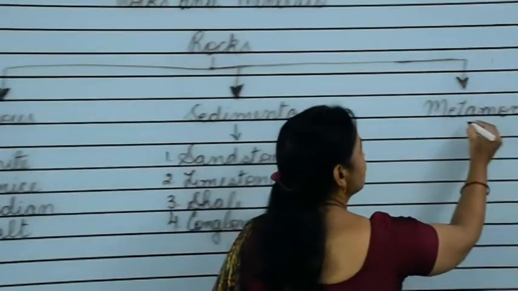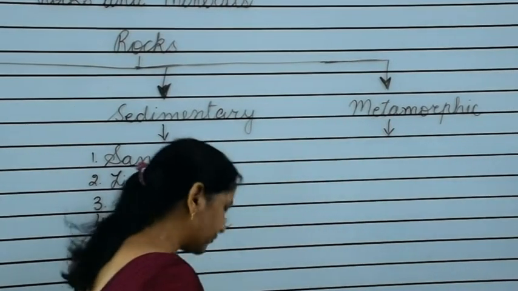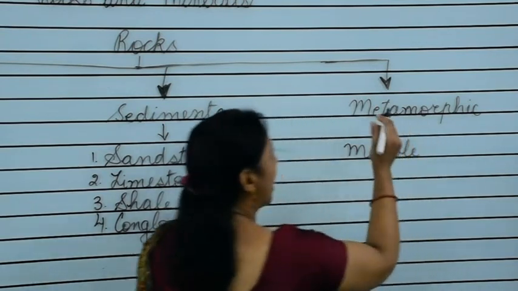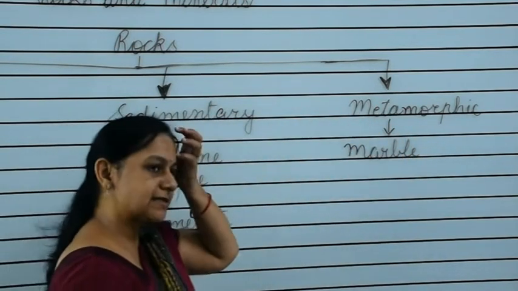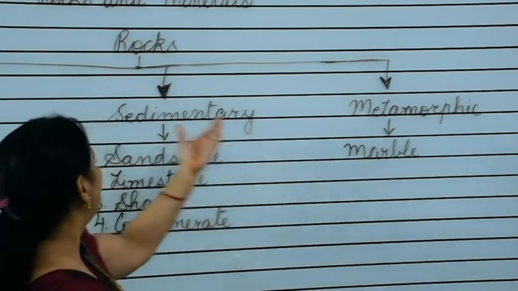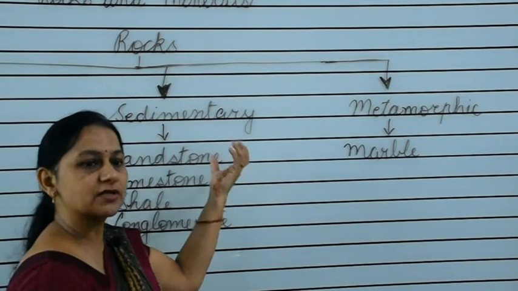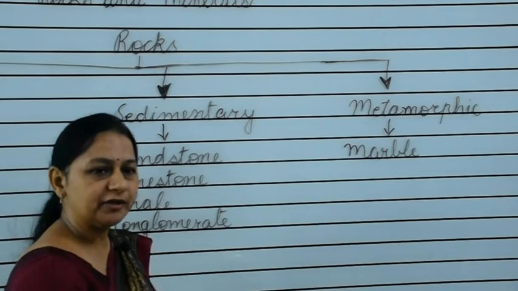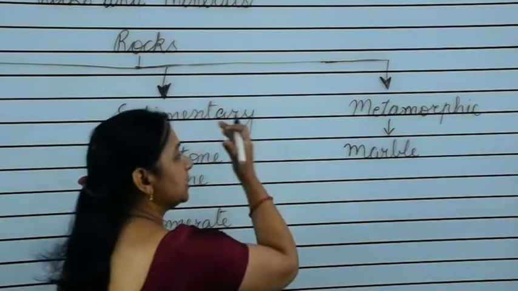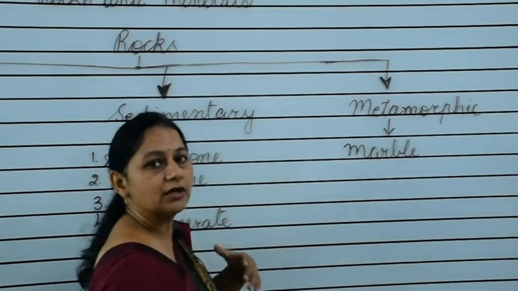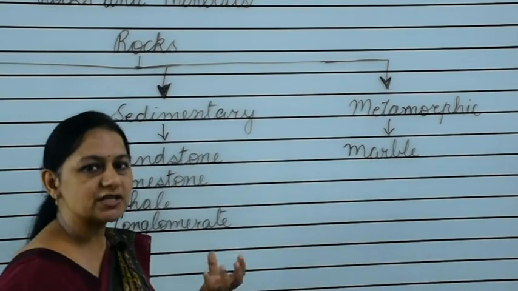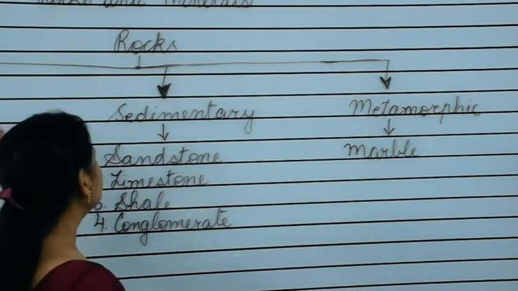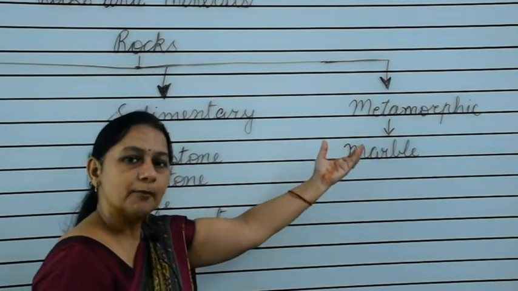Now coming to metamorphic. The 4 examples of metamorphic rocks are marble and others. Now how are these metamorphic rocks formed? Let us see. Metamorphic rocks are formed from igneous and sedimentary rocks only. When igneous and sedimentary rocks undergo high temperature and pressure over a period of time, they convert into rocks which are called metamorphic rocks, meaning changes which occur due to high temperature and pressure.